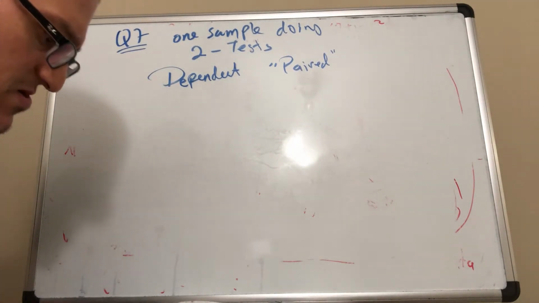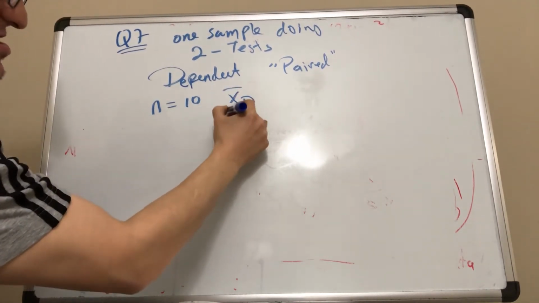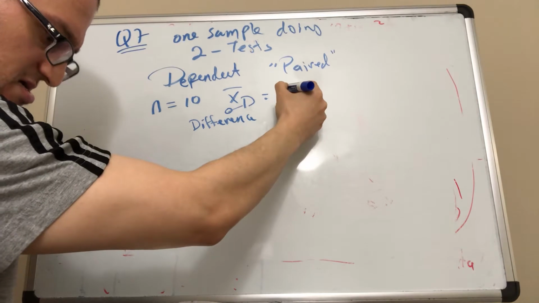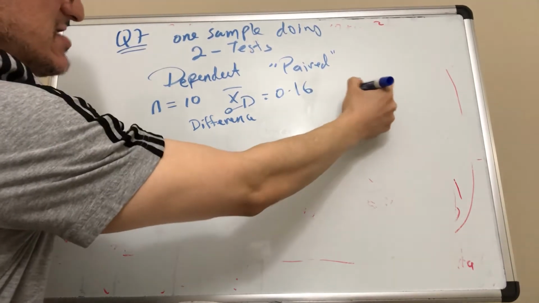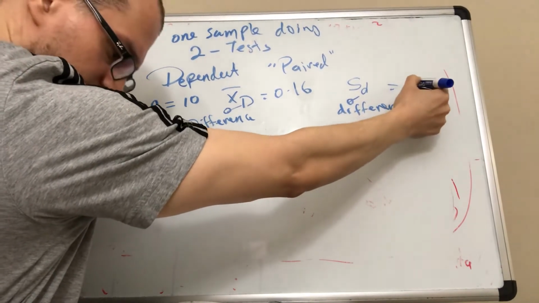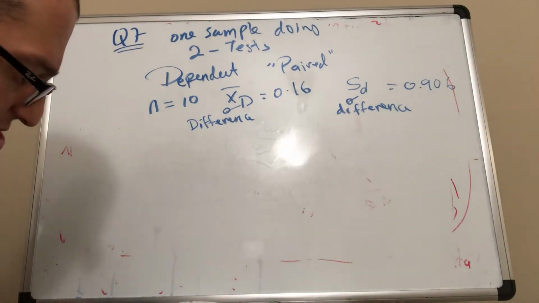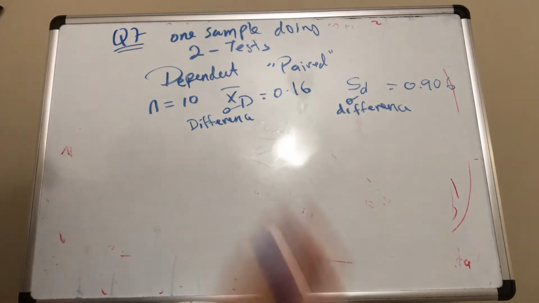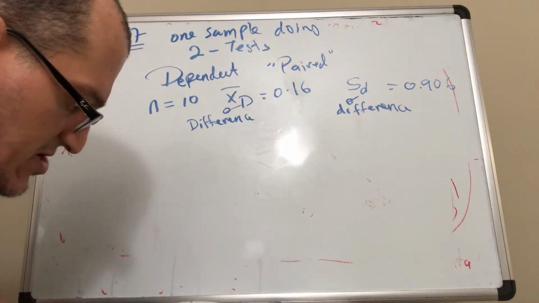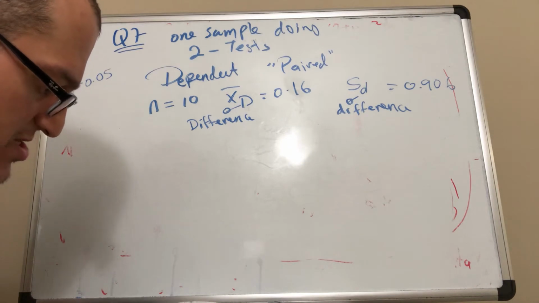They also give you all kinds of information. It's a sample of 10. The x̄d, meaning the x bar of the difference, is 0.16, and the standard deviation for the difference is also given, and that's 906. The question: test at alpha 5%, so again alpha here is 5%, whether or not the trial drug is effective. Show your work.